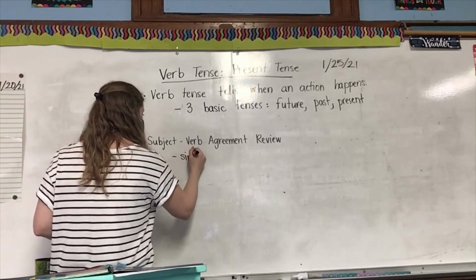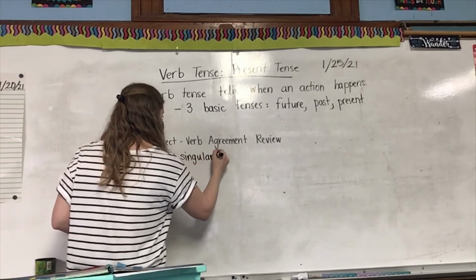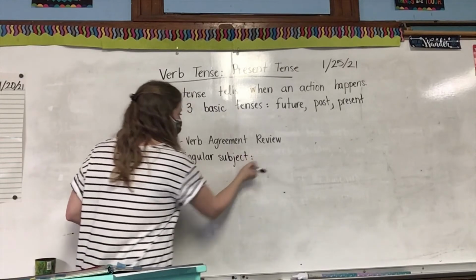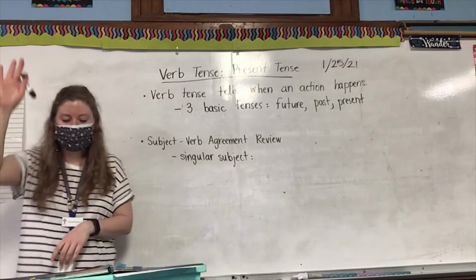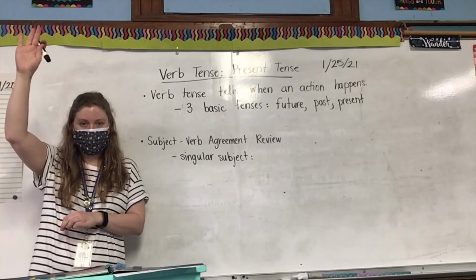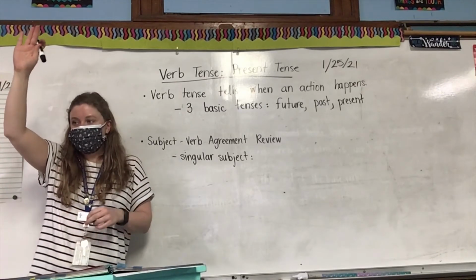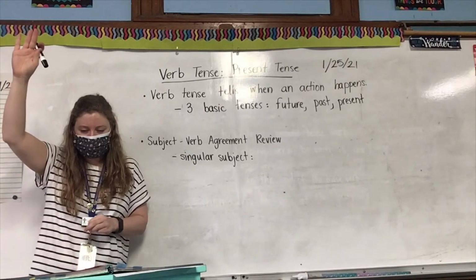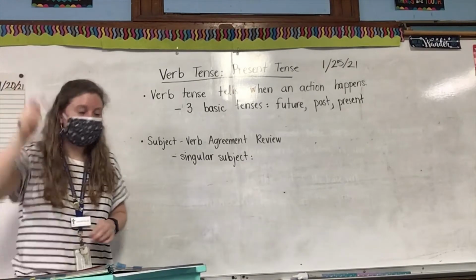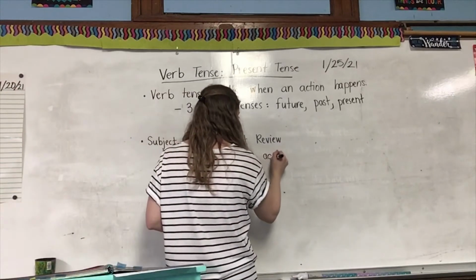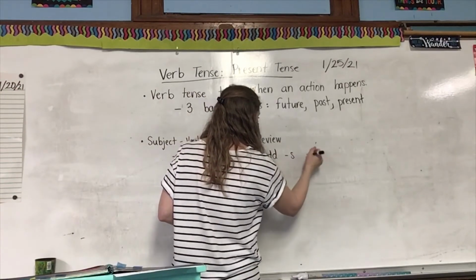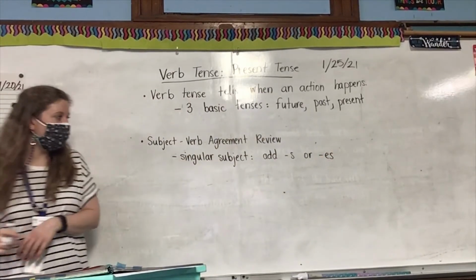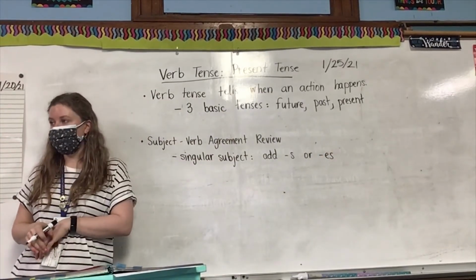So, for a singular subject, if the subject is singular, what do we do to the verb? Zari. Add s or es.